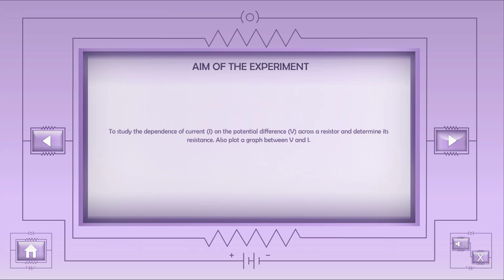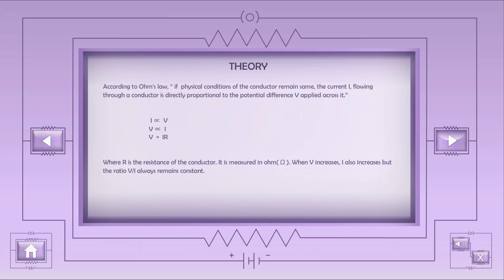Aim of the experiment: to study the dependence of a current I on the potential difference V across a resistor and determine its resistance. Also plot a graph between V and I. Theory: this experiment is based on Ohm's law.